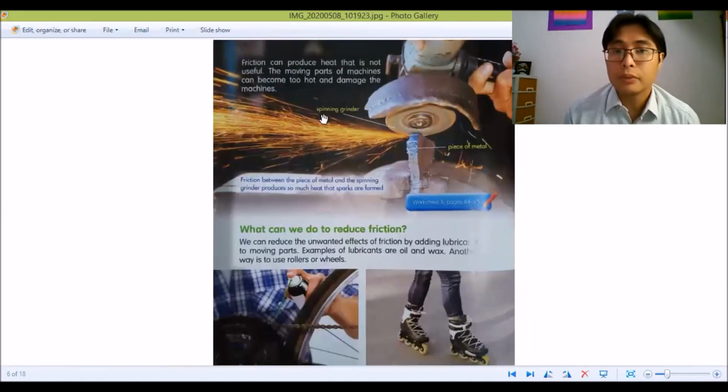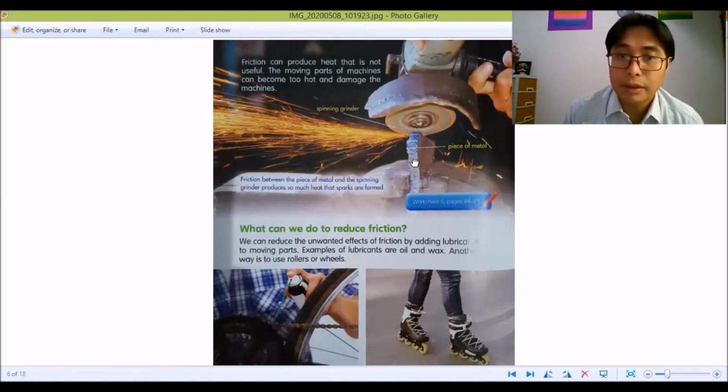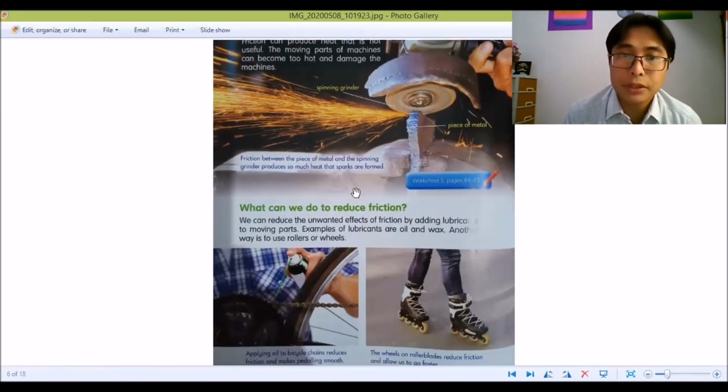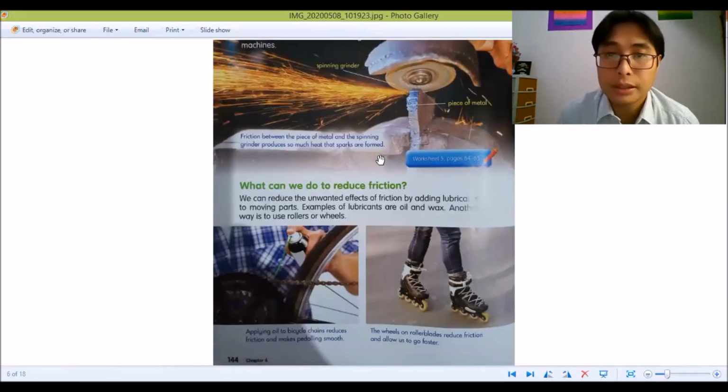Friction can also produce heat that is not useful. For example, the moving parts of a machine can become too hot and can cause damage to the machine. This is a spinning grinder, and this is a piece of metal. Friction between the piece of metal and the spinning grinder produces so much heat that it can form sparks. These are the sparks. It is dangerous for the eyes of the worker, so they need to be careful in this kind of work.